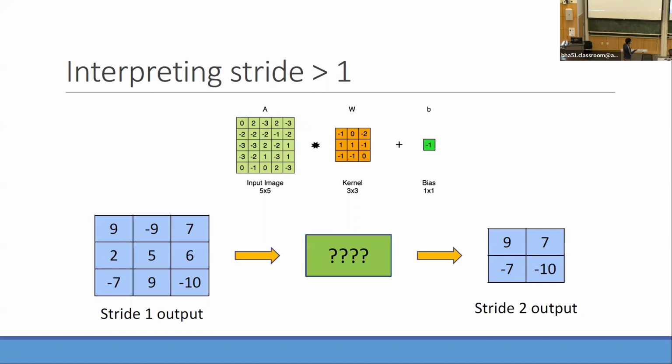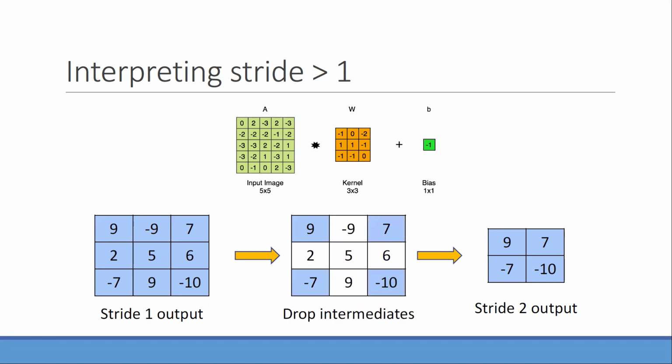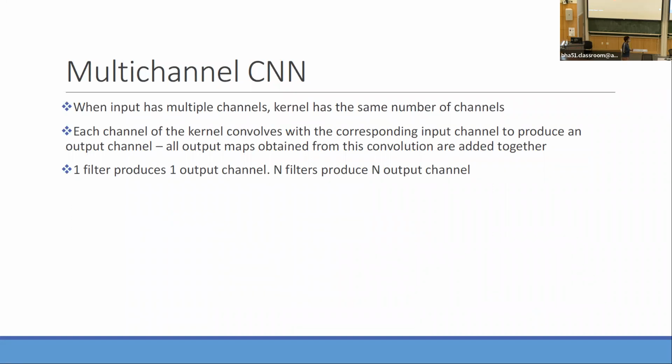So can anyone take a guess on how the stride 1 output and stride 2 output are related? Downsampling? Taking a max pooling, like 2 downsampling. It's not dropping the elements. So both are correct. You just drop the intermediate elements. That's how you can derive your stride 2 output from stride 1. So it's intuitive if you think of stride 2 as a combination of stride 1 output and downsampling, or dropping some intermediate elements.